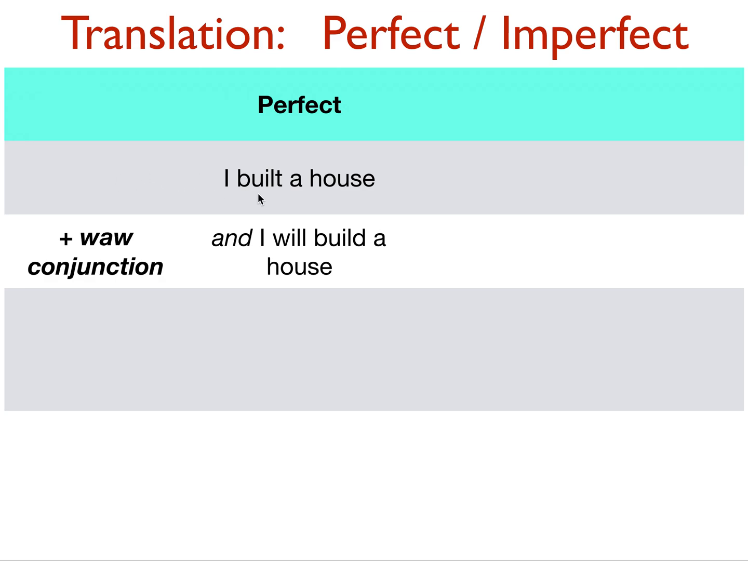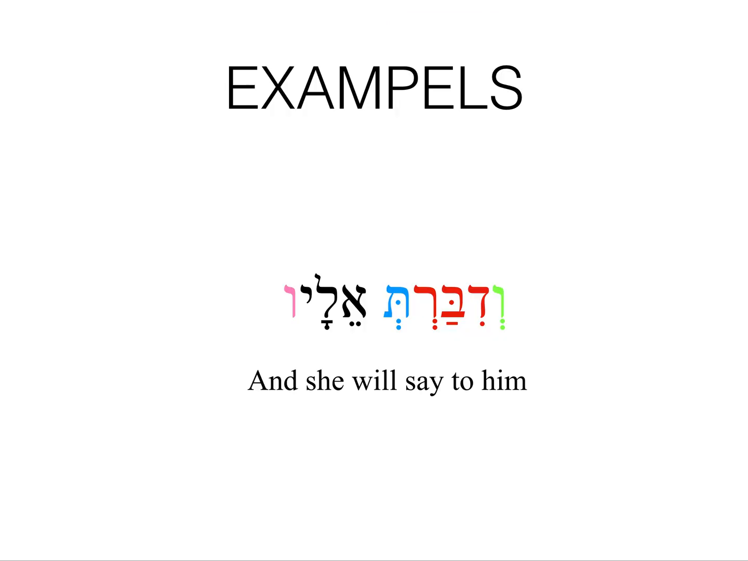So this is how it works. Regular perfect: I built a house. Past tense, completed action, the house is finished. With the vav conjunction, the sentence would be translated as I will build a house. It is still a completed action. The house is still going to be finished, but now the action is going to happen in the future. Here are some examples. Here are three examples.